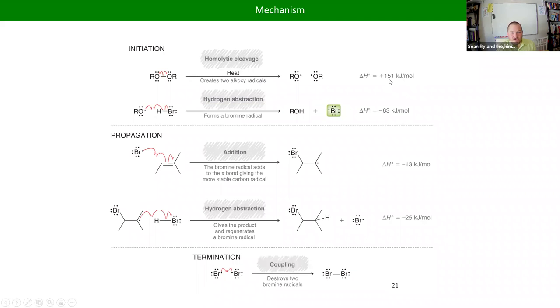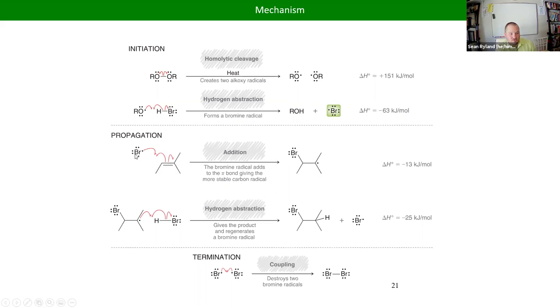And it is uphill in energy, but not by that much. Plus 151 kilojoules is not that much compared to the hydrogen abstraction process. And if you expose one of those oxygen or those peroxide radicals to HBr, you wind up making the bromine radical. And now all of a sudden you've got something that's going to go a totally different way, because you don't have something where you can protonate your alkene anymore. You don't have an acid anymore. You have a radical instead.